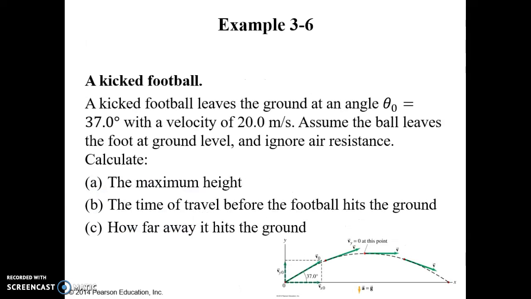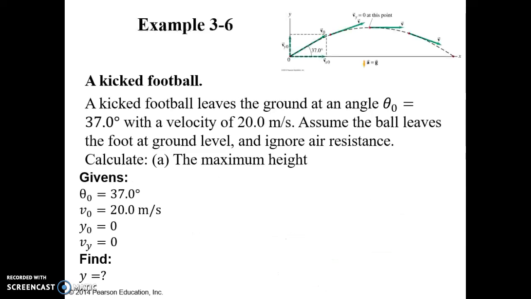Next example. A kicked football leaves the ground at an initial angle of 37 degrees with a velocity of 20 meters per second. Assume the ball leaves the foot at the ground level and ignore air resistance. We're going to calculate the maximum height, time of travel for the football to hit the ground, and how far away it hits the ground.